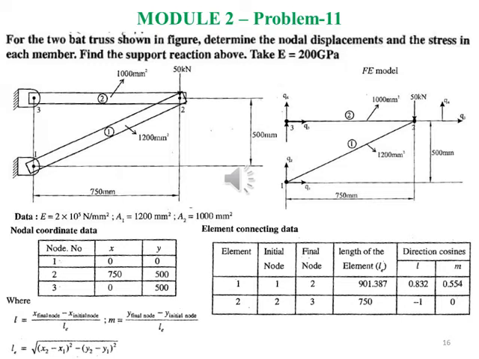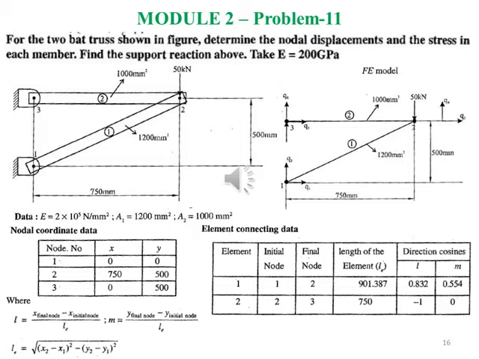So next, moving on, we have to write the elemental connecting data for this particular problem. The table for elemental connecting data has also been written down. So we have two elements, element 1 and 2. Element 1 has initial node 1 and final node 2. For element 2, initial node is 2 and final node is 3.